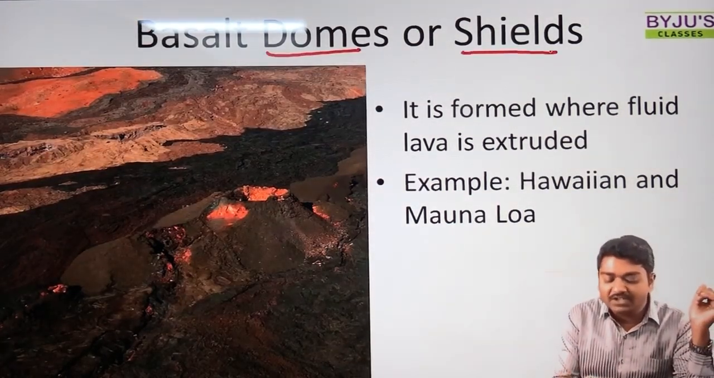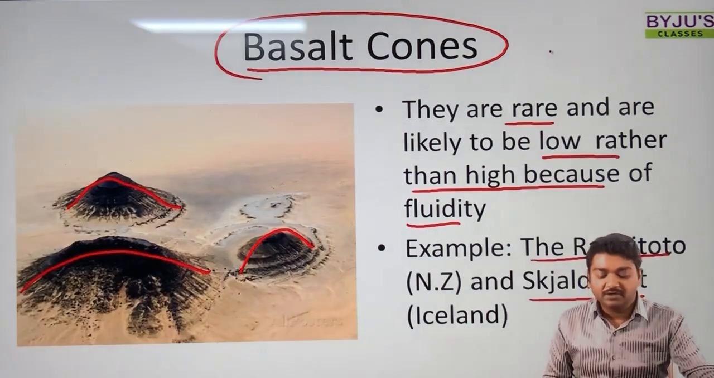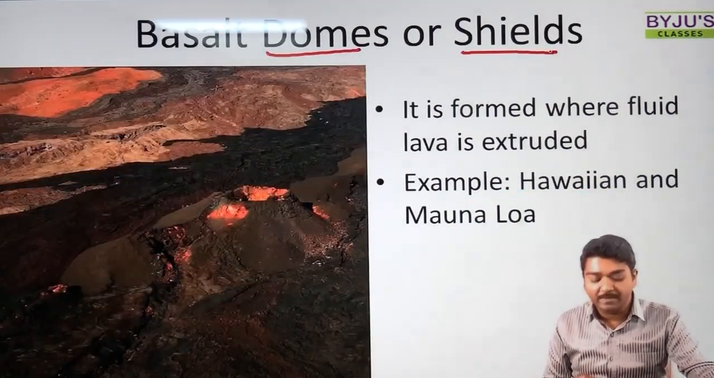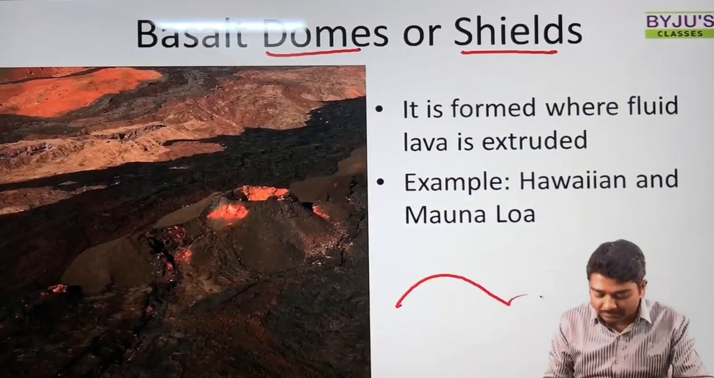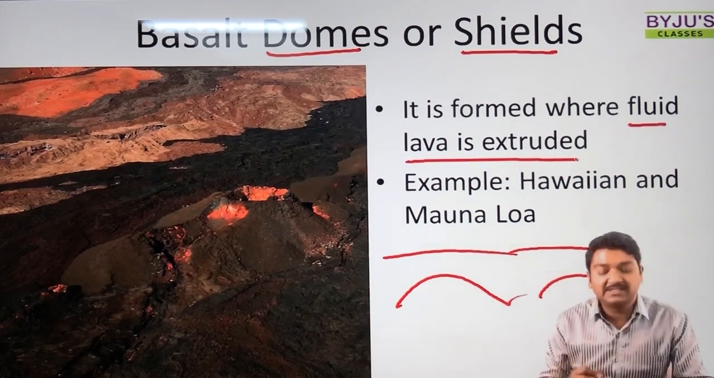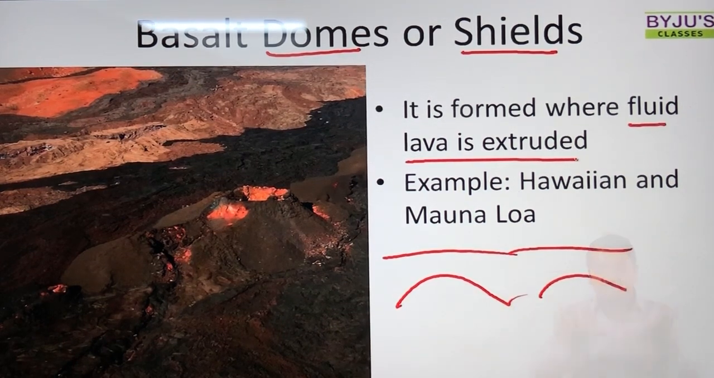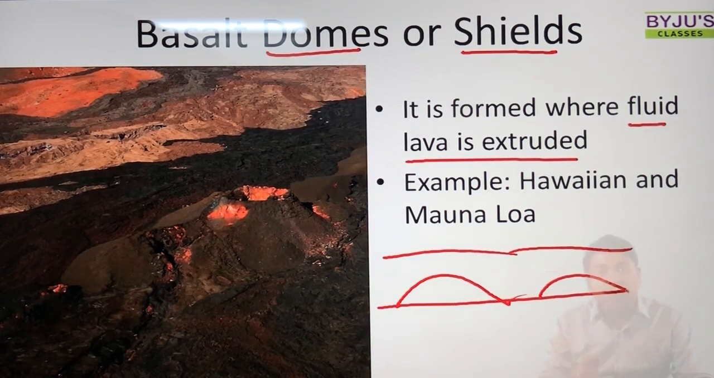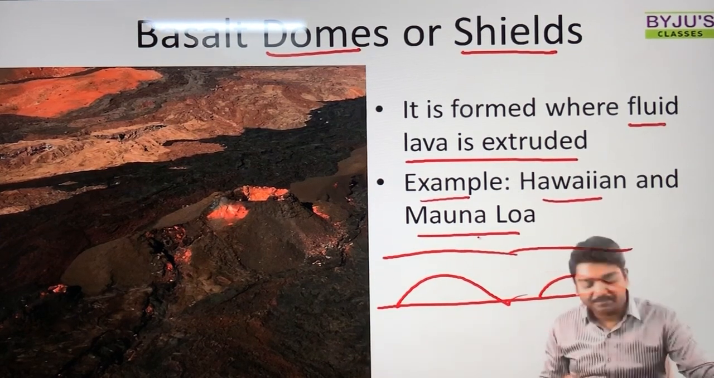Basalt domes are shields. One, you saw basalt cone, which forms a cone shape. Domes, small ones. Or shields, which spread. It is formed where fluid lava is extruded. Wherever fluid lava is coming up, they form shields or domes, smaller ones. Small blocks kind. Humps, can you see on roads? That kind. Example, Hawaiian and Mauna Loa. Mauna Loa and Mauna Kea are the highest mountains.